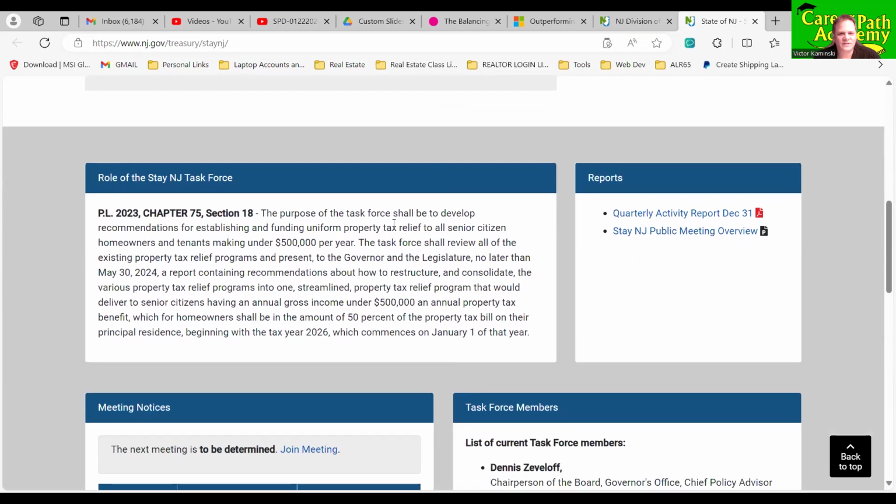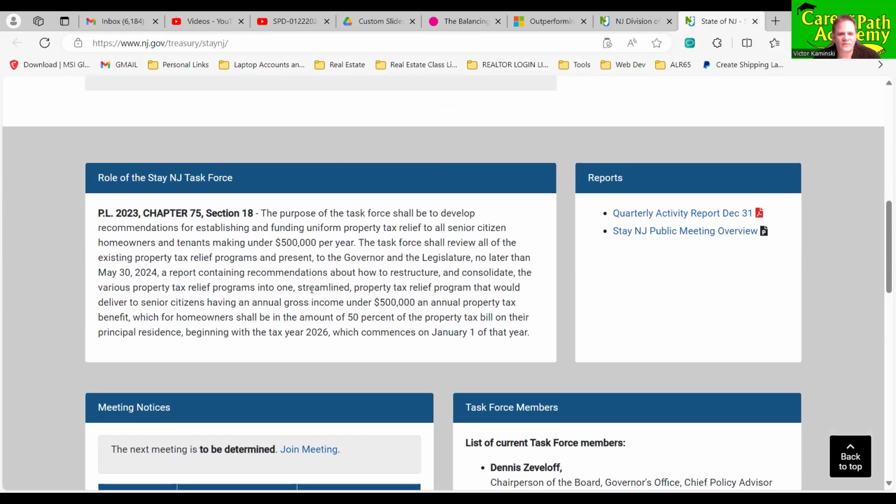So the purpose of the task force shall develop recommendations, establish funding uniformity property tax relief to all senior citizens and homeowners and tenants making under $500,000 a year. The task force shall review all of the existing property tax relief programs and present to the governor legislature no later than May 30, 2024.